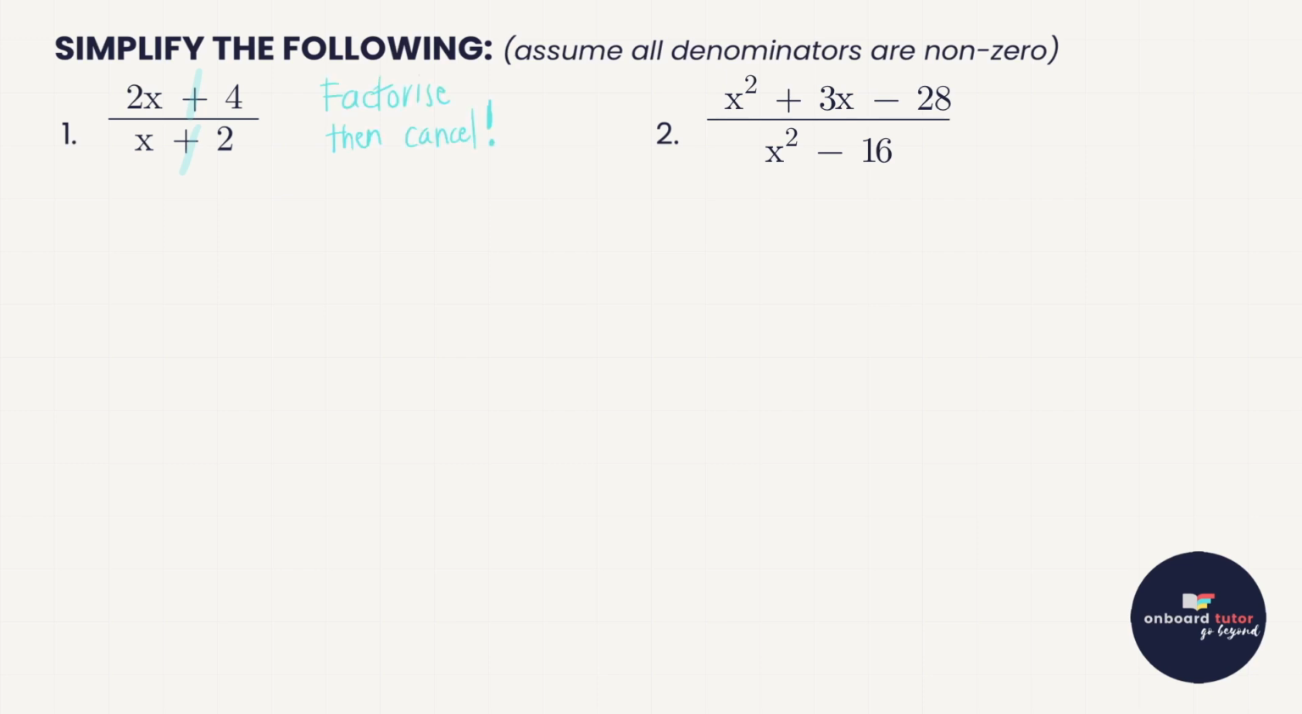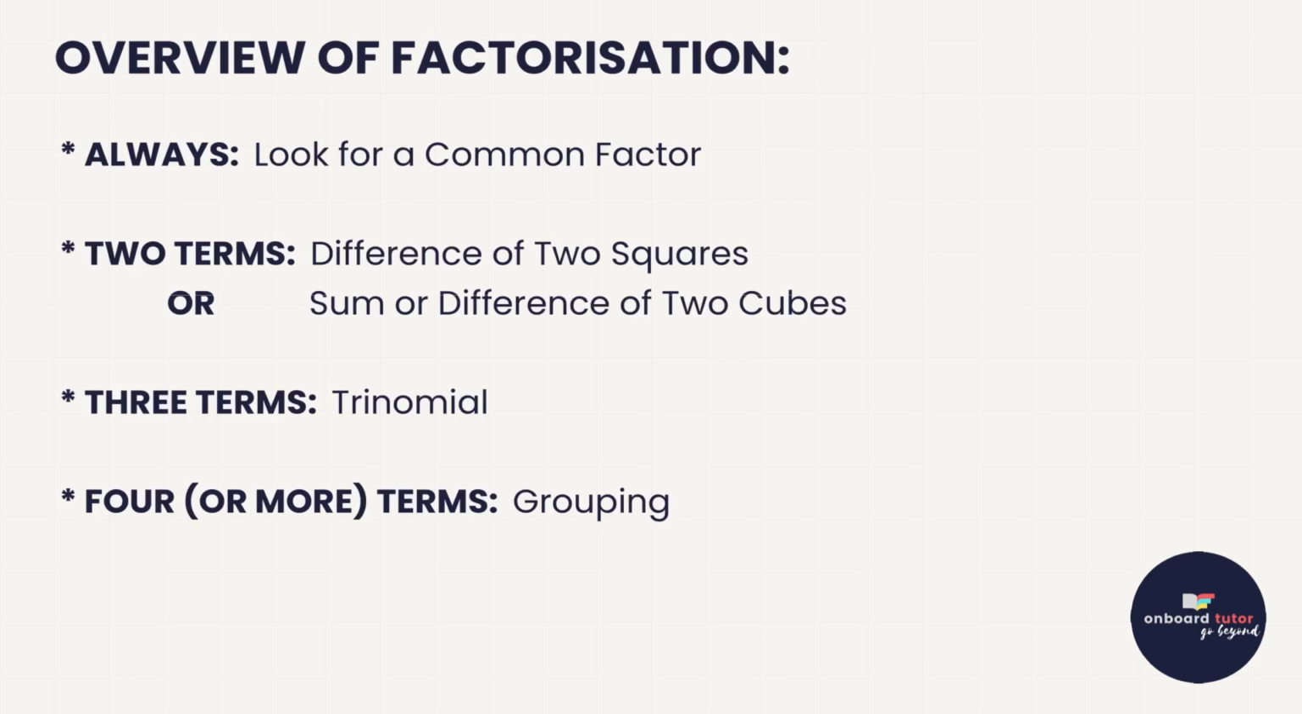It is so tempting to say that we want to simply cancel here and say x cancels with x and 2 cancels with 2. But we're not allowed to do that because those are separate terms. So instead, we need to factorize. Let's take a moment to just refresh our memory on the steps of factorization. We've looked at this in a previous video, but it's always good to refresh our memory.